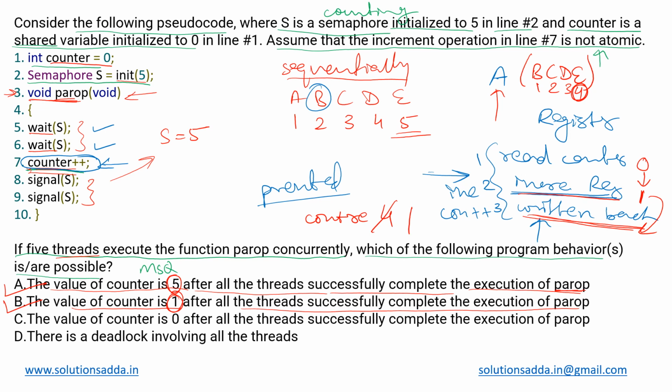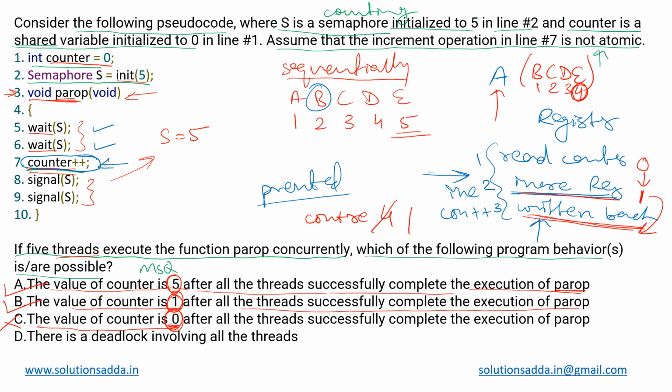Now option C is saying the value 0. 0 is definitely not possible, as you can visualize that in whichever way we execute the processes, parallelly, sequentially, with interleaving, with preemption, it is never possible to get the value as 0, because whichever process executes last will definitely increment it from its previous value. So 0 is not possible.